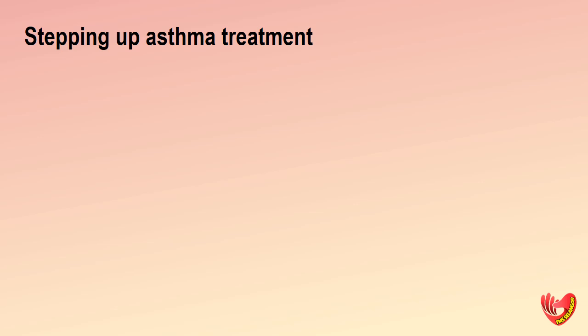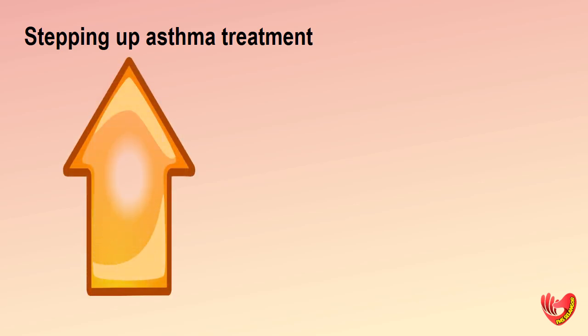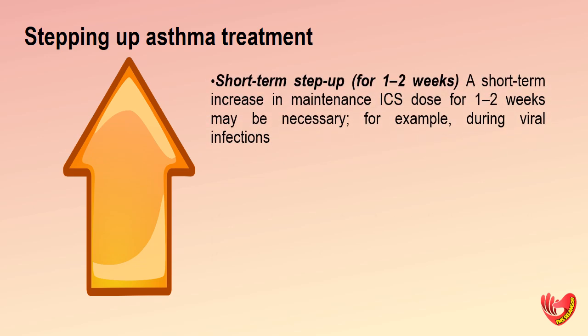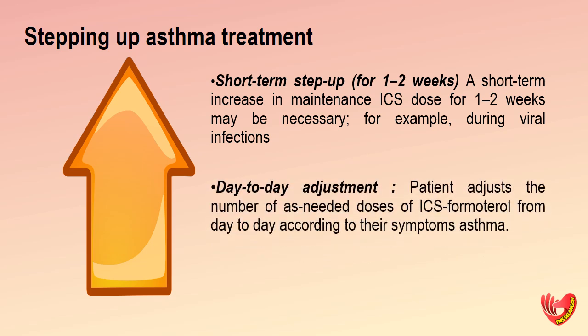Now, how do we step up asthma treatment? As all of us know, asthma is a variable condition. An adjustment of controller treatment by the clinician and/or the patient may be needed. It can be categorized into 3 categories: short-term step-up, day-to-day adjustment, and the third one is sustained step-up.